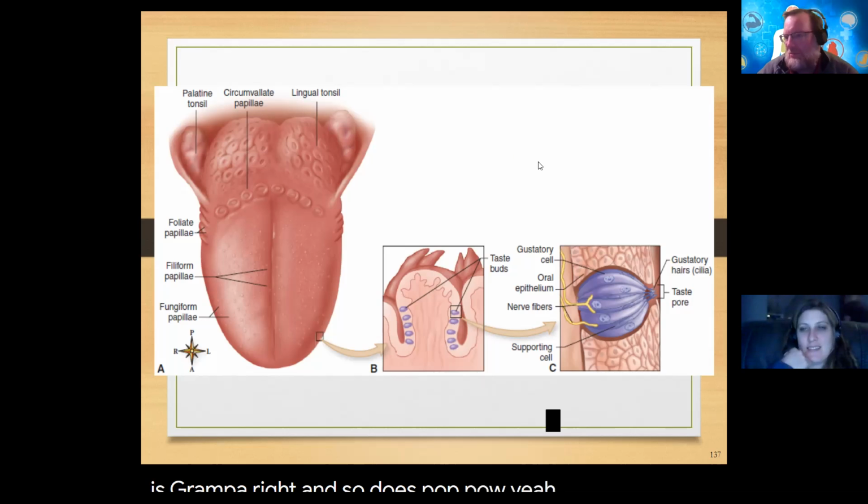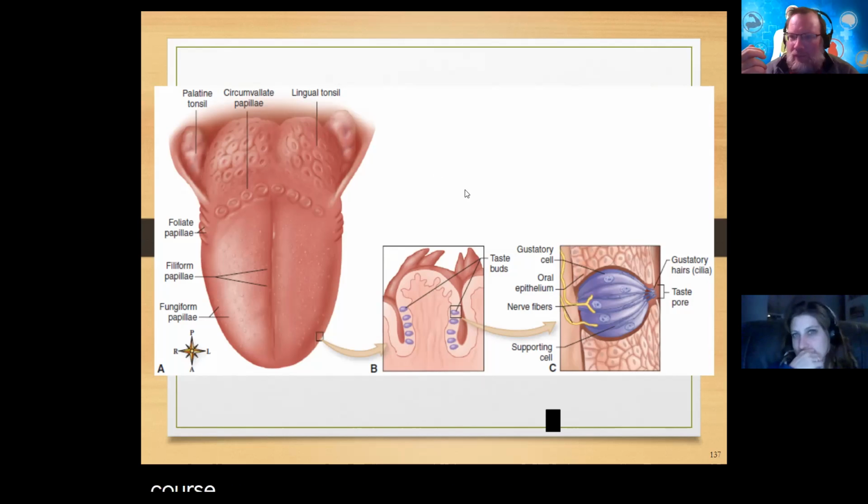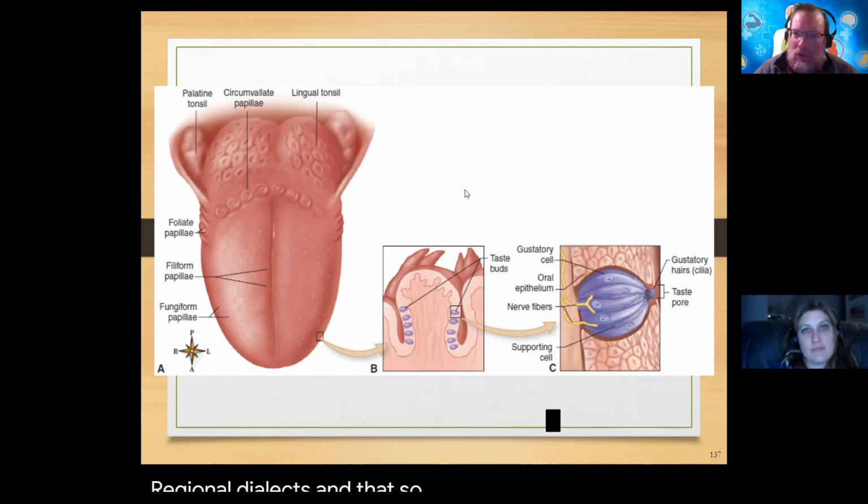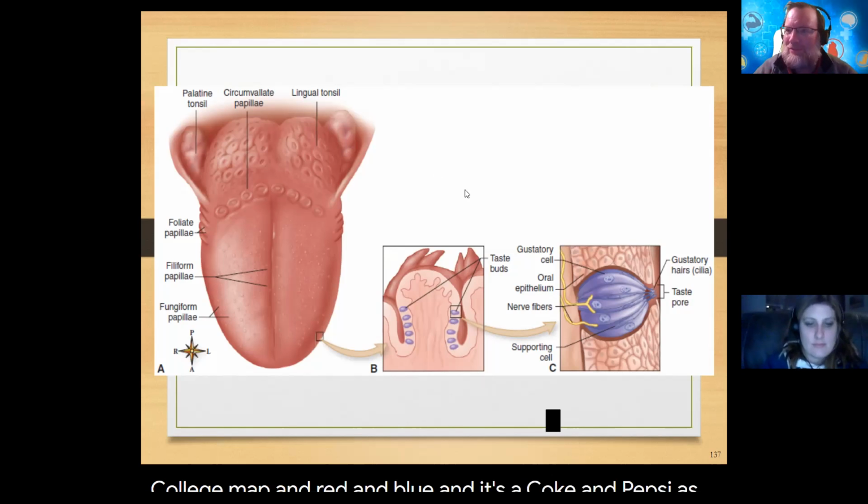Pop, yeah. There's a map. If you Google, somebody did a study on this, of course. Sociologists like to study this type of thing, these regional dialects. So if you look up soda versus pop, you'll find a map of the United States with the regions, and it's kind of like the electoral college map. Red and blue. It's Coke and Pepsi, and it's pop and soda.